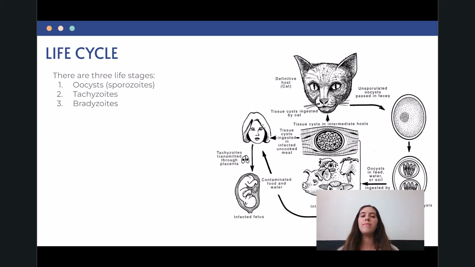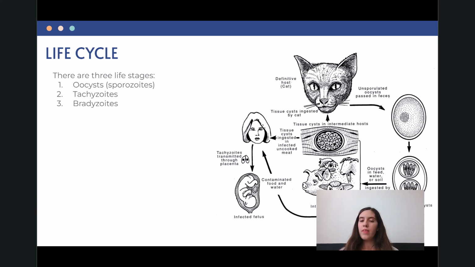infect any and every cell that it can. And then this is where the disease occurs. This is where toxoplasmosis happens, during the tachyzoite stage. And then those tachyzoites are differentiated into bradyzoites, and the bradyzoites can attach to brain, muscle, or liver tissue, and they persist throughout the host's life.